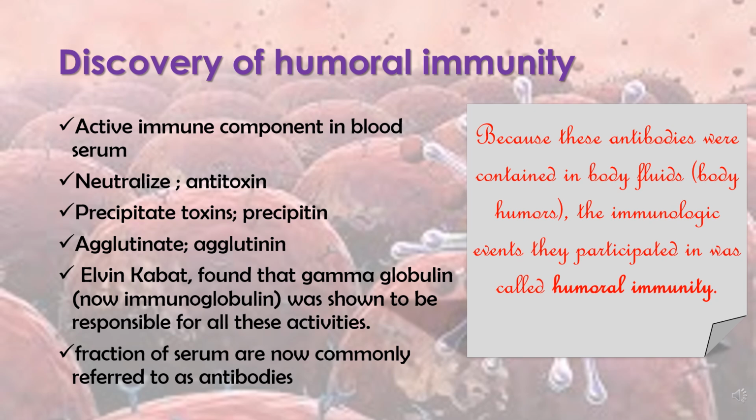In the 1930s, Elvin Kabat found that a fraction of serum first called gamma globulin, which is now named immunoglobulin, was shown to be responsible for all these activities. The soluble active molecules in the immunoglobulin fraction of serum are now commonly referred to as antibodies. Because these antibodies were contained in body fluids, the immunologic events they participated in were called humoral immunity.